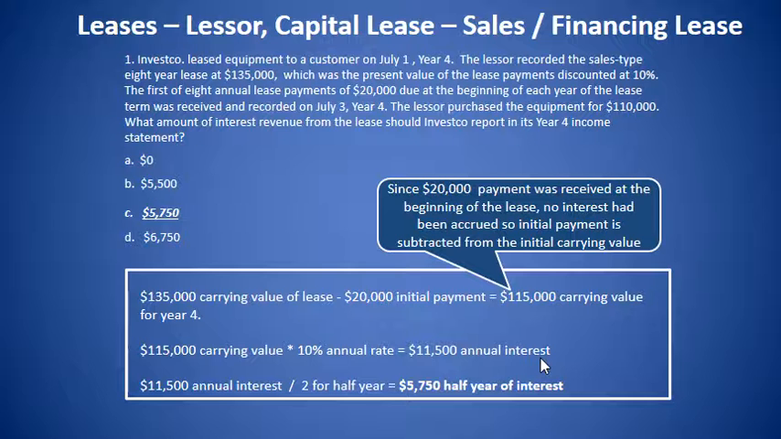Remember though, this particular lease was started on July 1st, which means that we only have 6 months of passage of time until the end of the year. So the only amount of interest we're going to record is for 1/2 of a year. So $11,500 represents our annual interest. So we have to take a half-year interest. So we take our $11,500 annual interest, divide it by 2 for the half year, and the half year of interest comes out to $5,750. And that's the answer to number 1.